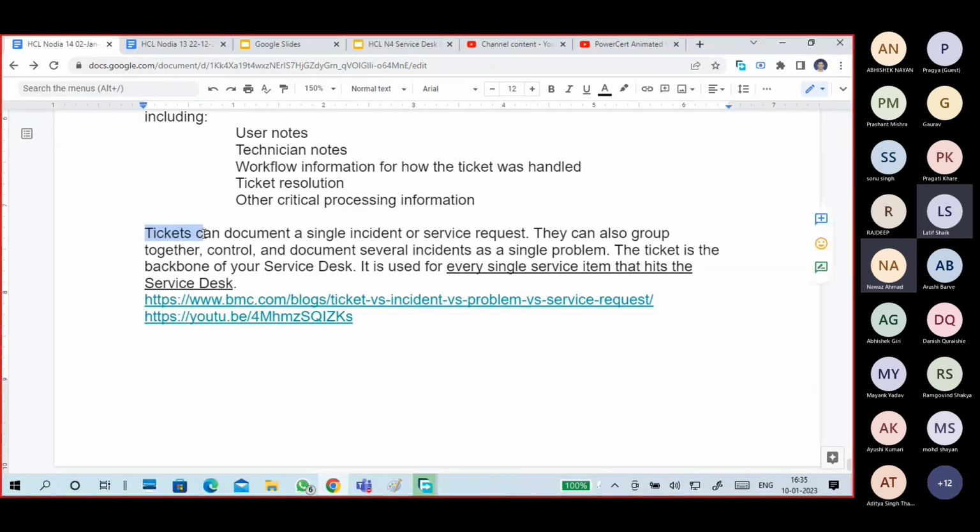A ticket can document a single incident or a service request, or tickets can be grouped together to document several incidents as a whole. The ticket is the backbone of your service desk. It is used for every single service item that hits the service desk.